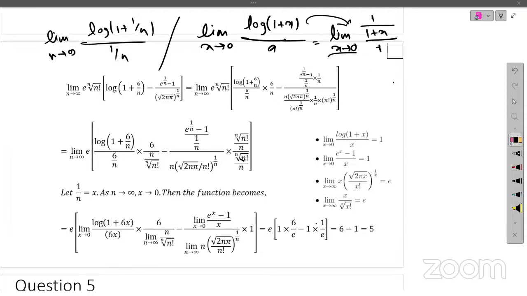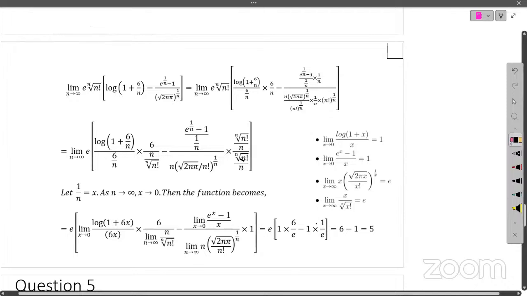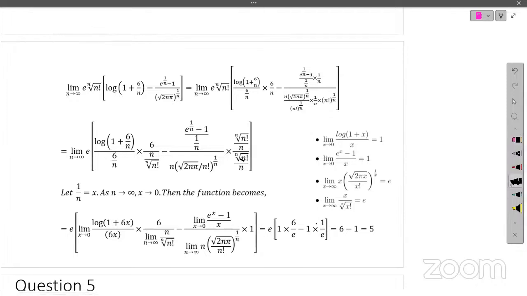Any other doubt over this particular question? Ma'am, I'm having a doubt in the limit only. The last limit, like the general limit: limit x tends to infinity, x by root over x factorial in the power of x. If it is in the reverse, like denominator is numerator and numerator is denominator, then can we say it is 1 by e, the value? Yeah, we can say it is 1 by e.